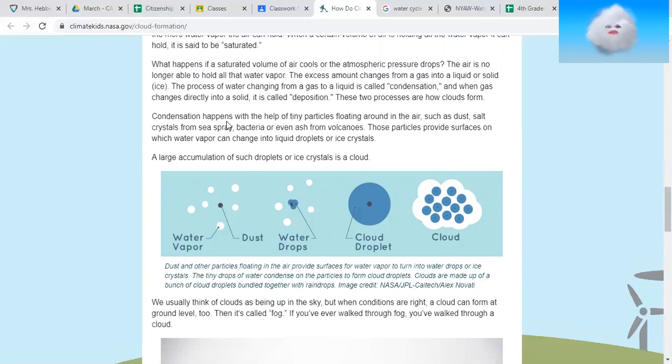Condensation happens with the help of tiny particles floating around in the air, such as dust, salt crystals from sea spray, bacteria, or even ash from volcanoes. Those particles provide surfaces on which water vapor can change into liquid droplets or ice crystals. A large accumulation of such droplets or ice crystals is called a cloud.